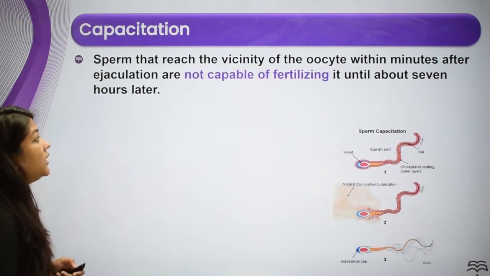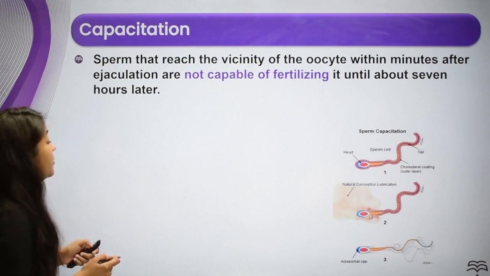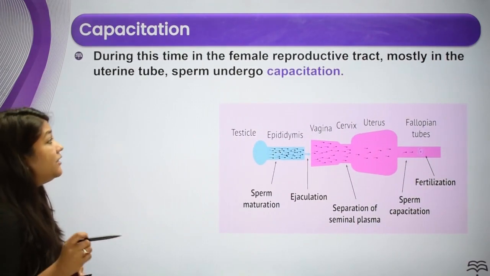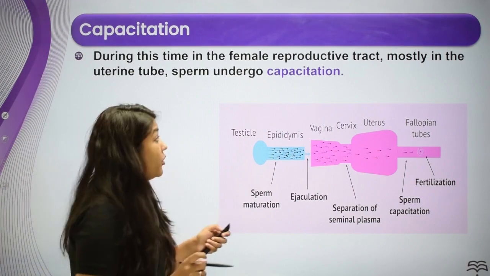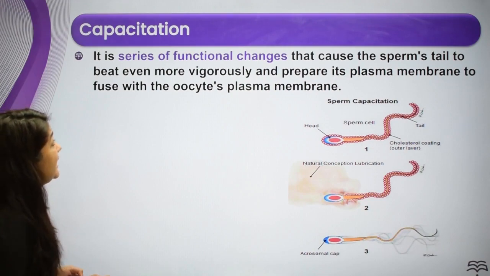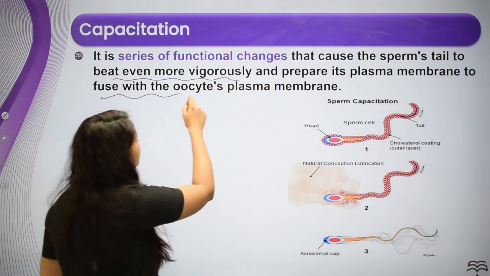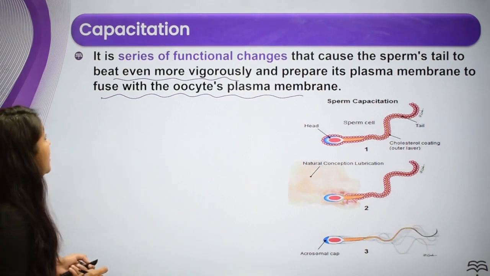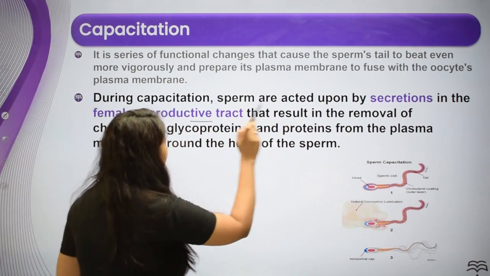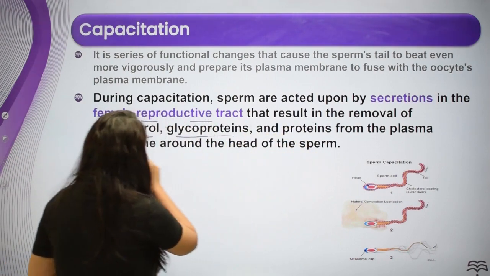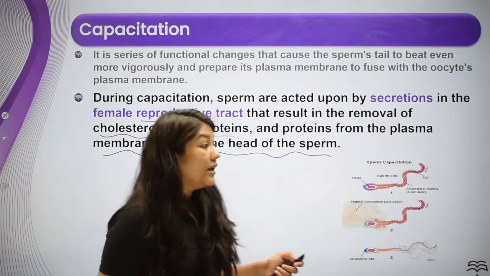So sperm that reach the vicinity of the oocyte within minutes after ejaculation are not capable of fertilizing it until about 7 hours later. During this time, in the female reproductive tract, mostly in the uterine tube, the sperm is going to undergo which process? It is going to undergo the process of capacitation. Now, it is a series of functional changes that cause the sperm's tail to beat even more vigorously and prepare its plasma membrane to fuse with the oocyte's plasma membrane. All right. During capacitation, sperms are acted upon by the secretions in the female reproductive tract, which results in the removal of cholesterol, glycoprotein and proteins from the plasma membrane around the head of the sperm, making it capable of fertilizing the secondary oocyte.